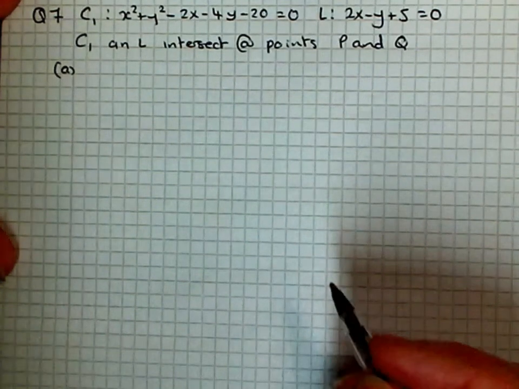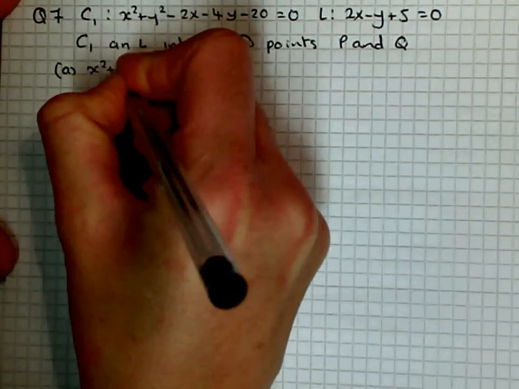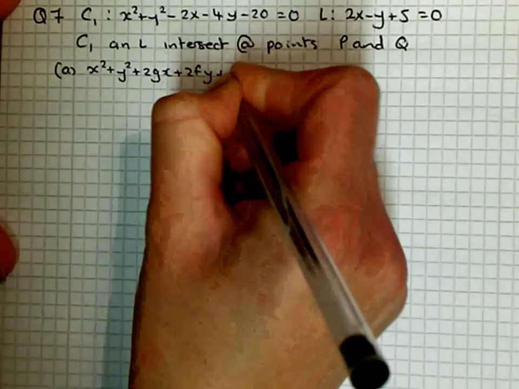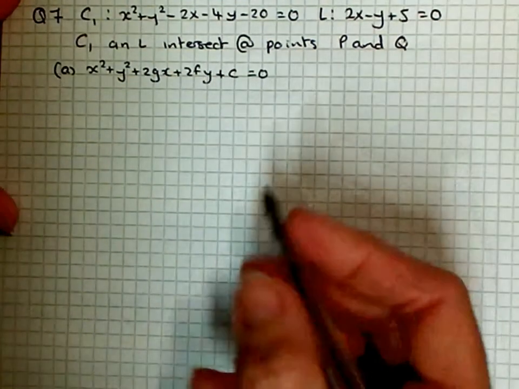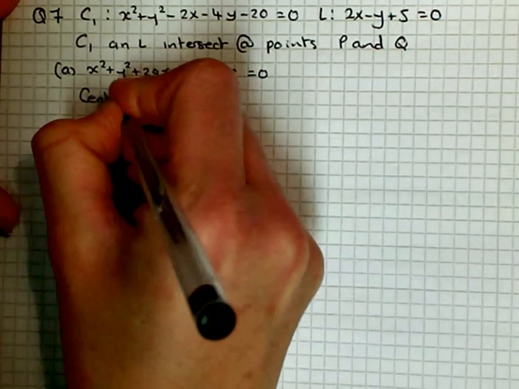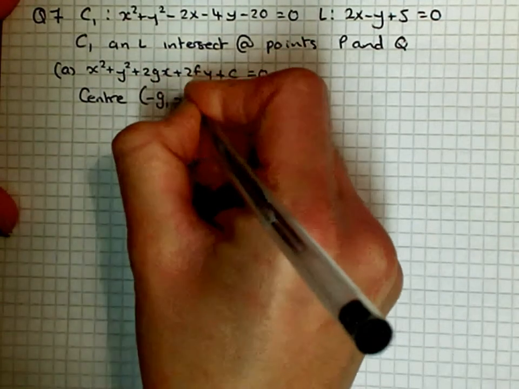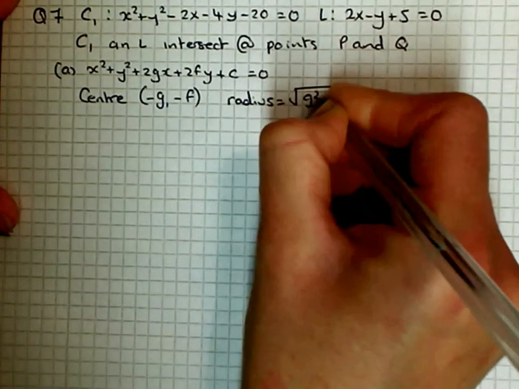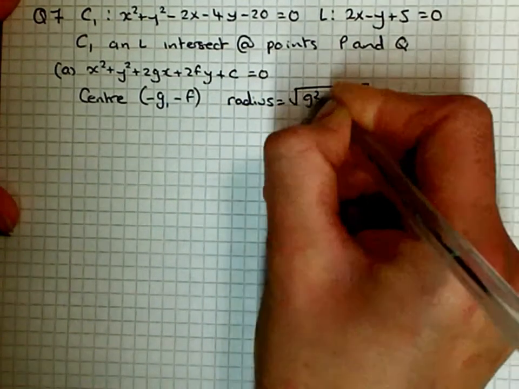So just to recap, in the form x squared plus y squared plus 2gx plus 2fy plus c equal to 0, the centre of a circle is minus g, minus f, and the radius is the square root of g squared plus f squared minus c.